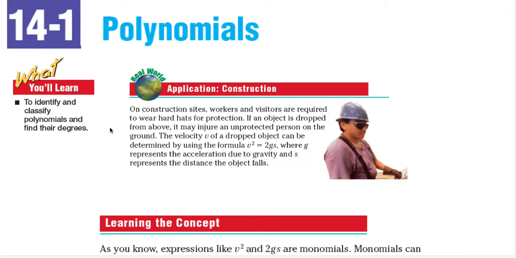On construction sites, workers and visitors are required to wear hard hats for protection. If an object is dropped from above, it may injure an unprotected person on the ground. The velocity v of a dropped object can be determined by using the formula v squared equals 2gs, where g represents the acceleration due to gravity and s represents the distance the object falls.